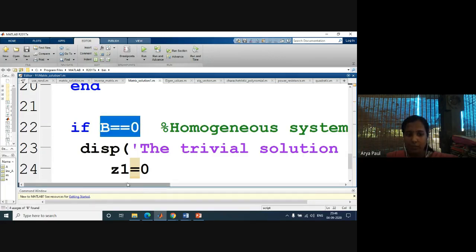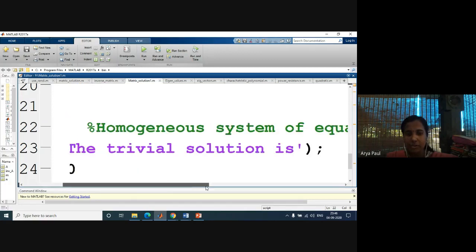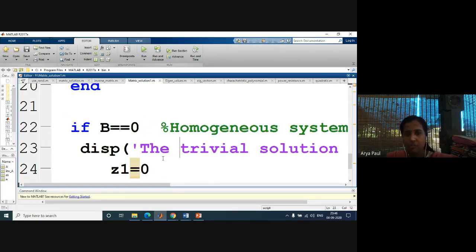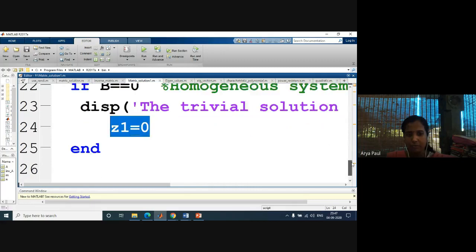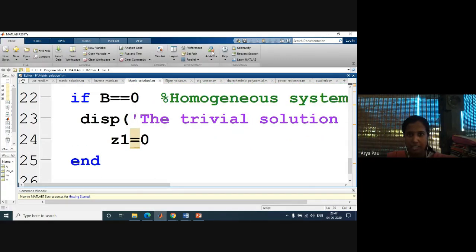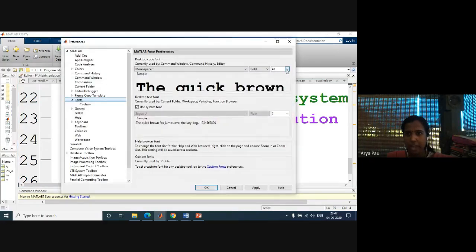Now display that it has a trivial solution. You know that if it is a homogeneous one, it has a trivial solution. So the trivial solution is what? The solution is Z1 equal to 0. You can put an end here. So let me reduce the font size and show you the entire program.